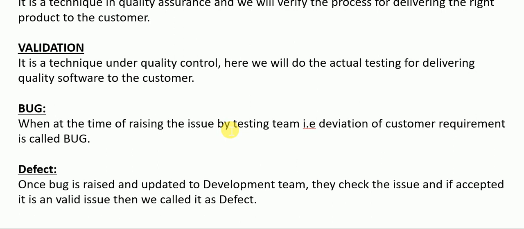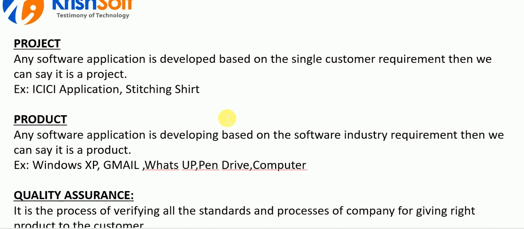Then the development team will update us: okay boss, it is not a bug, it is working according to the requirement. You can check with the BA, the business analyst, or with the client side team. So sometimes some bugs may not be defects. Accepted bugs are defects. Once a bug is raised and the development team accepts it as a valid issue, then we call it a defect. These are all frequently used terminologies on the testing side.